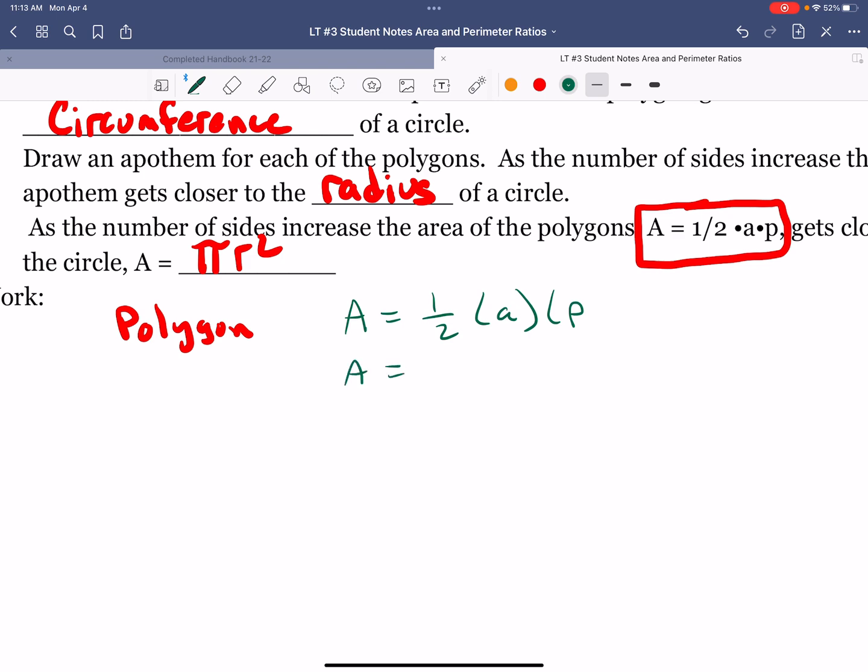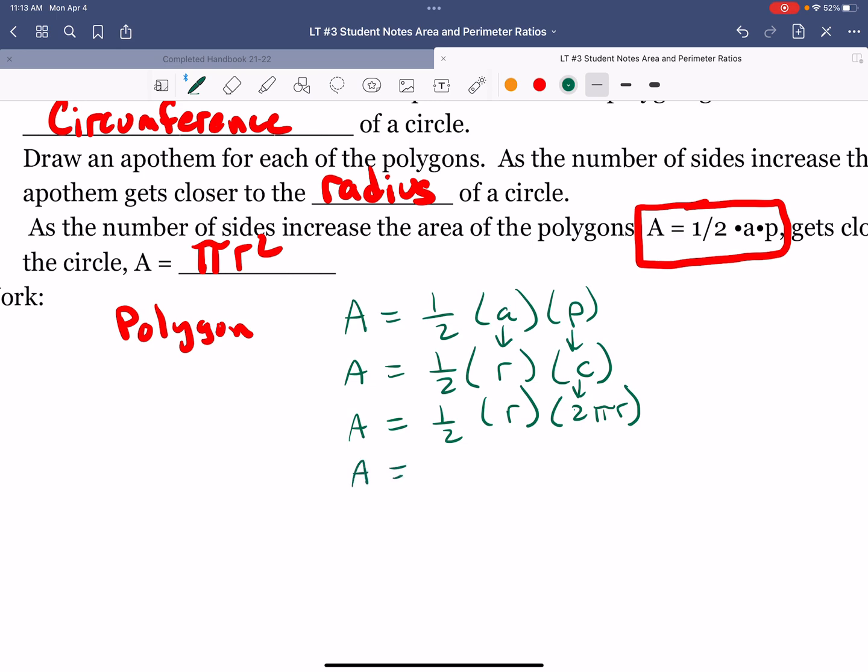So we know that the area is 1/2. Now the apothem starts to look more and more like the radius, and the perimeter starts to look more and more like the circumference. So I'm going to replace those. And we know that 1/2, the circumference we know is 2 pi r. So I'm going to replace circumference with 2 pi r. And then I'm going to clean this up.